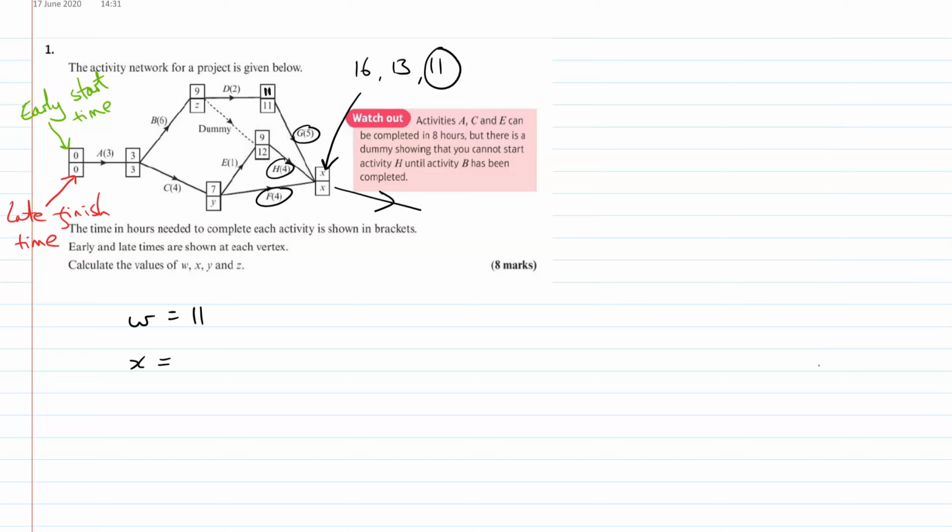So I've got to wait until the very last one is finished, and the very last one will be the biggest value. So when you're completing early start times, if there's more than one event like this, you work out all of them and you pick the biggest one. So in this case, X is going to be 16. Okay, that's how these kind of questions work.